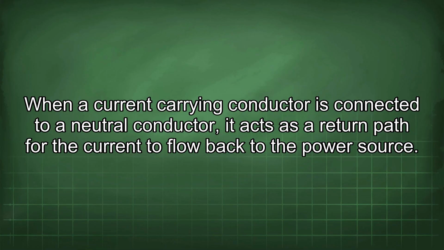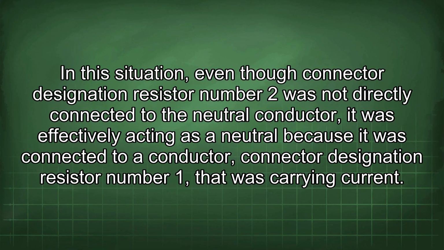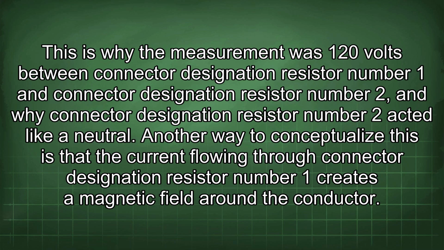When a current-carrying conductor is connected to a neutral conductor, it acts as a return path for the current to flow back to the power source. In this situation, even though connector designation resistor number 2 was not directly connected to the neutral conductor, it was effectively acting as a neutral because it was connected to a conductor, connector designation resistor number 1, that was carrying current. This is why the measurement was 120 volts between connector designation resistor number 1 and connector designation resistor number 2, and why connector designation resistor number 2 acted like a neutral.